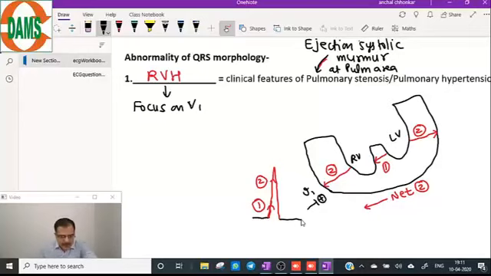Now, net 2 vector, why is it opposite? The reason is very simple: because of the right ventricle hypertrophy, the right ventricle will generate more current. So the net vector will be shifted towards the V1 lead.